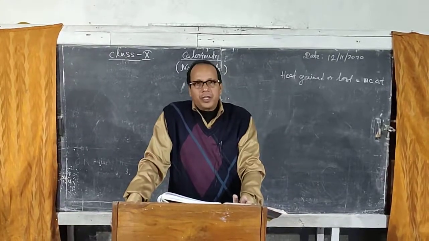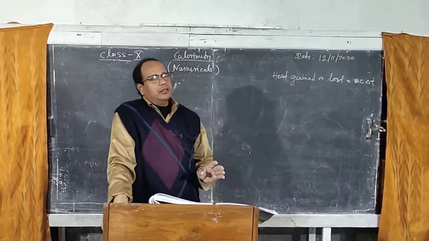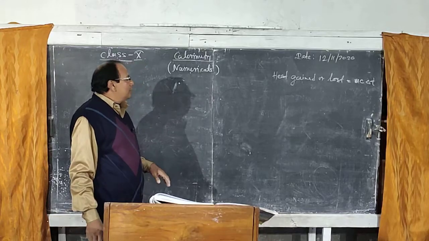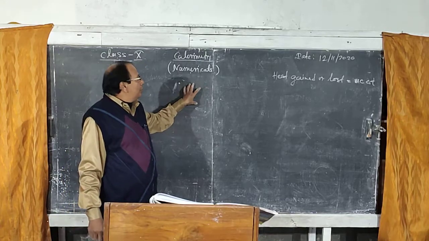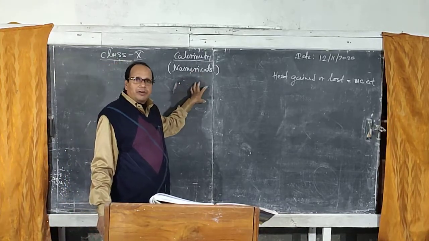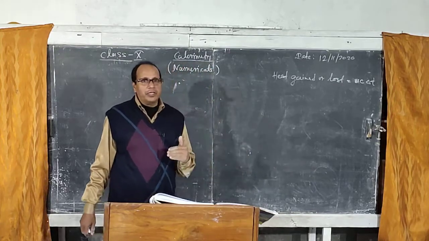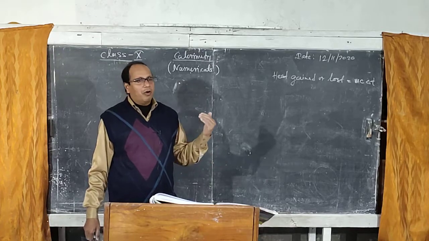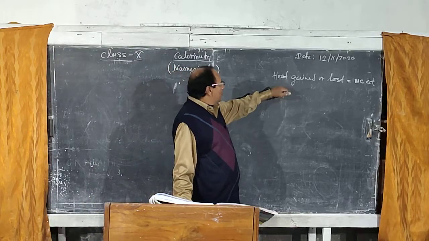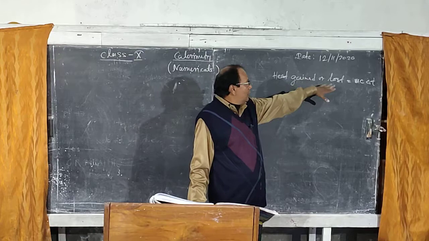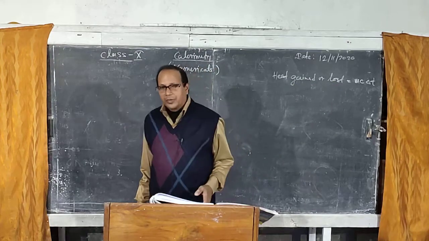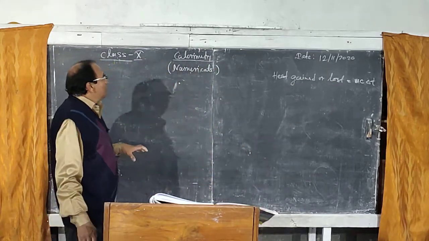Good morning students. In the previous class in the chapter calorimetry we have learned the principle of calorimetry. In the principle of calorimetry we have learned that heat gained by the cold body is equal to heat lost by the hot body. So here we will be using the formula heat gained or lost equals mc delta T, and we will be using the principle of calorimetry.